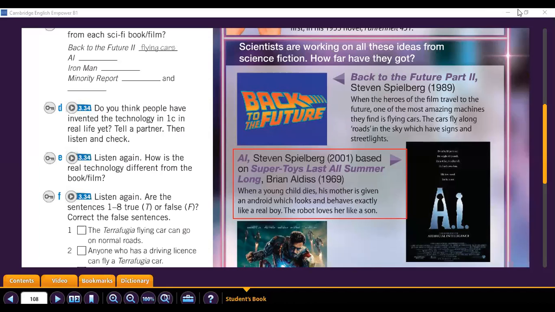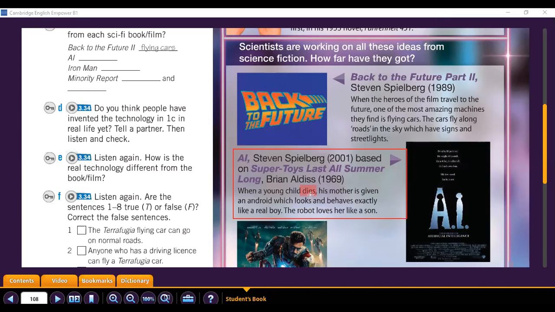Steven Spielberg, 2001, based on Super Toys Last Summer Long, Brian Aldiss, 1969. When a young child dies, his mother is given an android which looks and behaves exactly like a real boy. The robot loves her like a son.